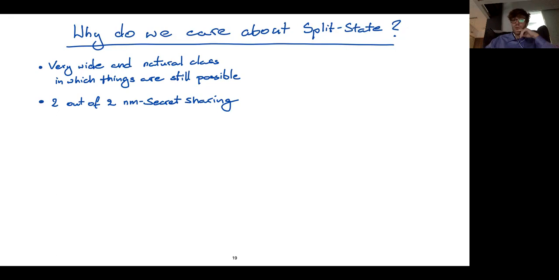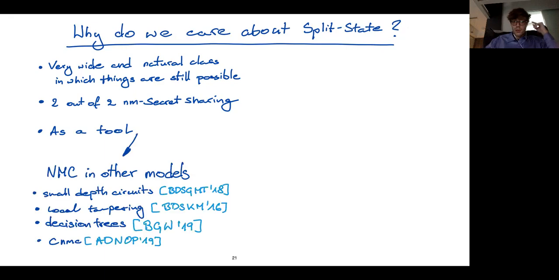It immediately gives 2 out of 2 non-malleable secret sharing, and it has a lot of applications as a tool for building other things. First of all, it can be used to build non-malleable codes in other models, in other interesting classes. In particular, in the first 3 papers, small depth circuits, local tampering, and decision tree adversaries, the idea is to use split state as a building block. Also, continuous non-malleable codes use split state as a building block.